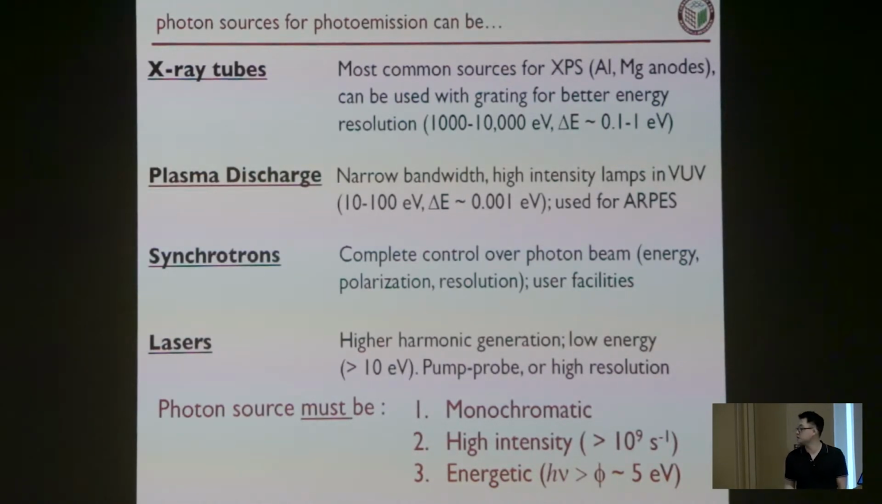And of course, in order to do these experiments, you want a monochromatic photon source. You want it to be fairly high intensity, so something on the order of 10 to the 9 or 10 to the 10 photons per second illuminating your sample. And they, again, have to be energetic such that you can pull the electron out of the crystal. A typical work function for a normal material, not, let's say, a photocathode with a negative electron affinity, but an ordinary material like a piece of aluminum, would be on the order of 4 to 5 electron volts. You need photons above this energy.